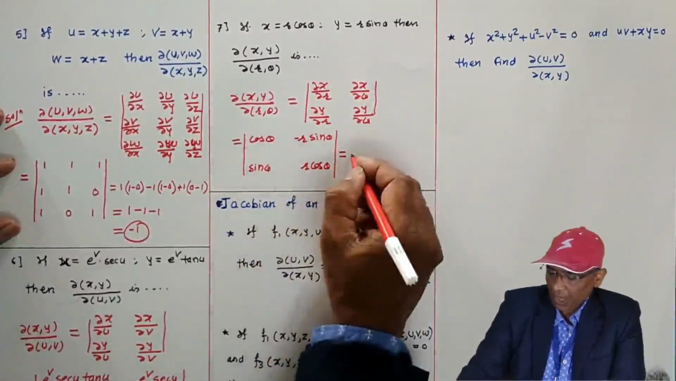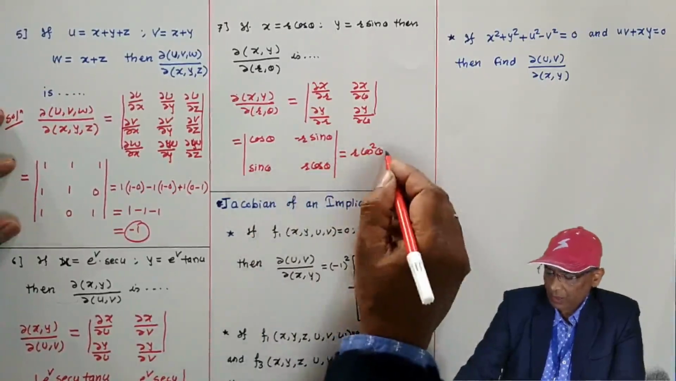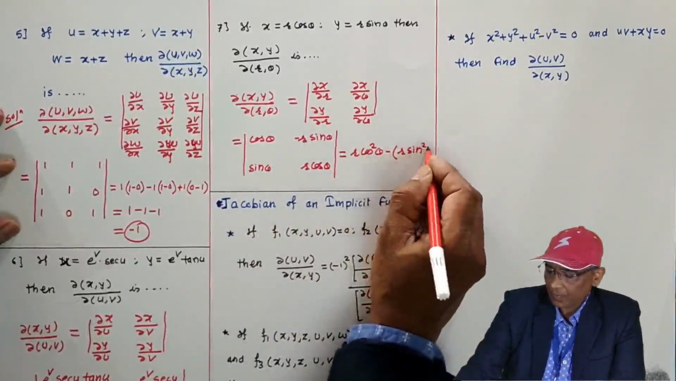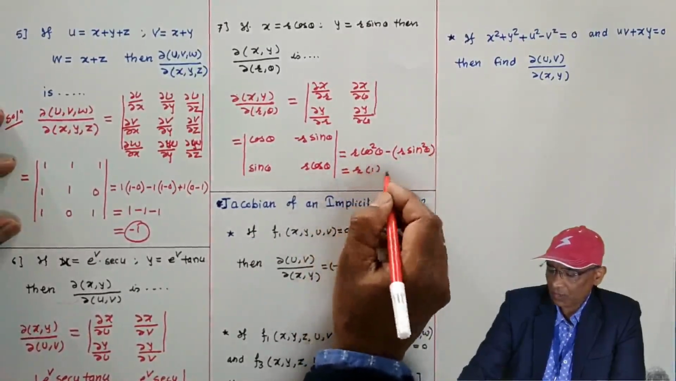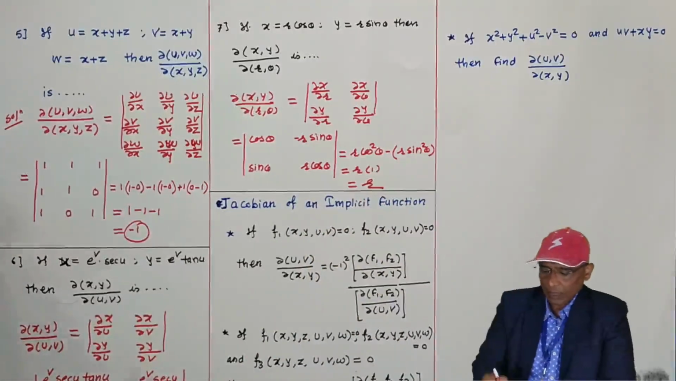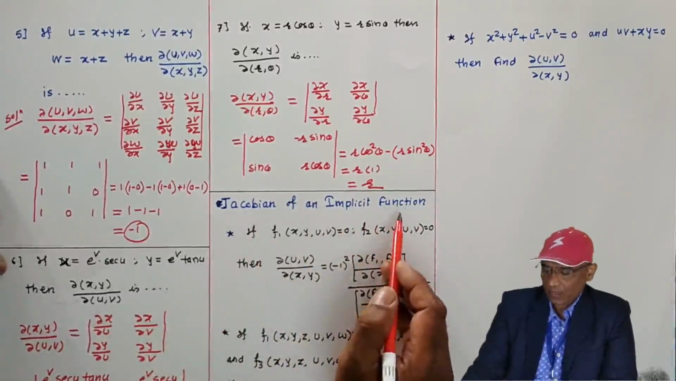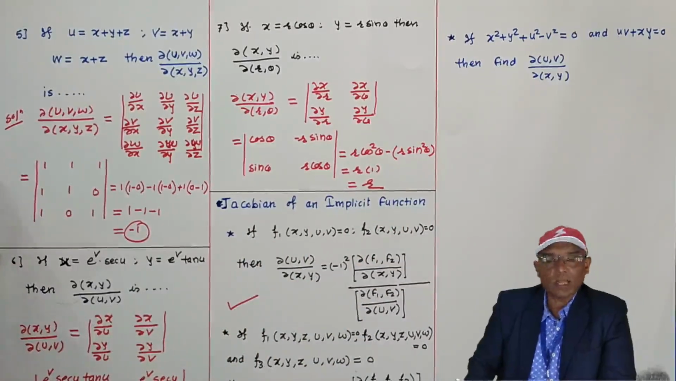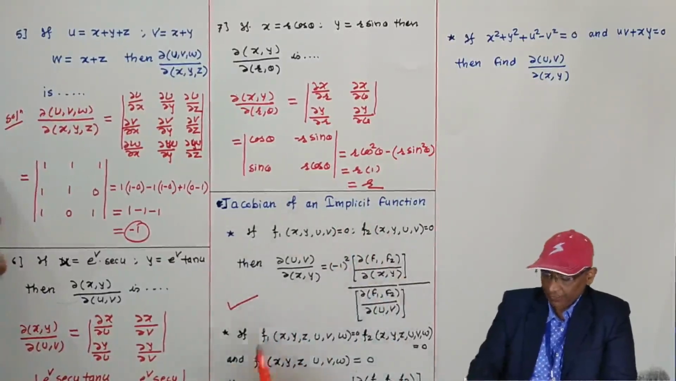Have a multiplication r cos square theta minus r sin square theta. Then r is common, cos square plus sin square is 1 and the value of this Jacobian is r. Now, coming to the Jacobian of implicit function. In Jacobian of implicit function, these formulas are important, although there are fewer chances that a problem will be asked on Jacobian of implicit function in the examination.